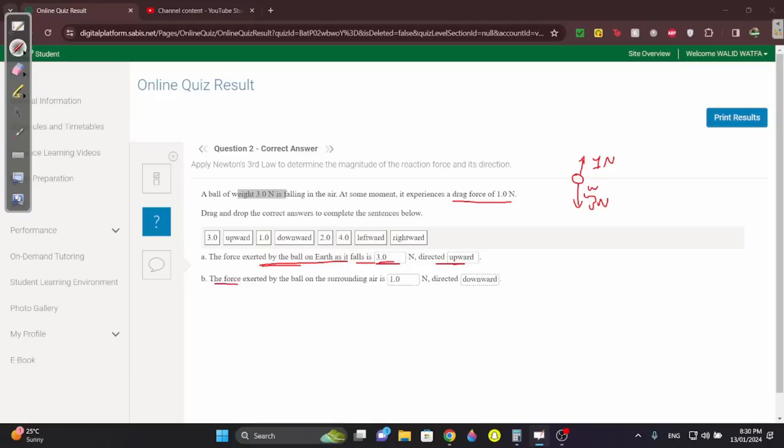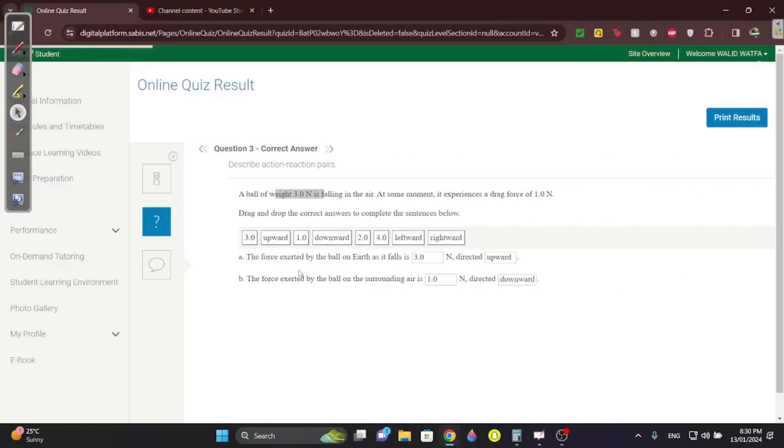And then for part B, the force exerted by the ball on the surrounding air. The drag force is the air pulling the object back, kind of like friction, of 1 newton. The air is pulling the ball, so the reaction would be the ball pulling the air, with the same magnitude but opposite direction. Instead of the air pulling it up, the reaction would be the ball pulling the air down. This one is a bit of a play on words, if you know what I mean.